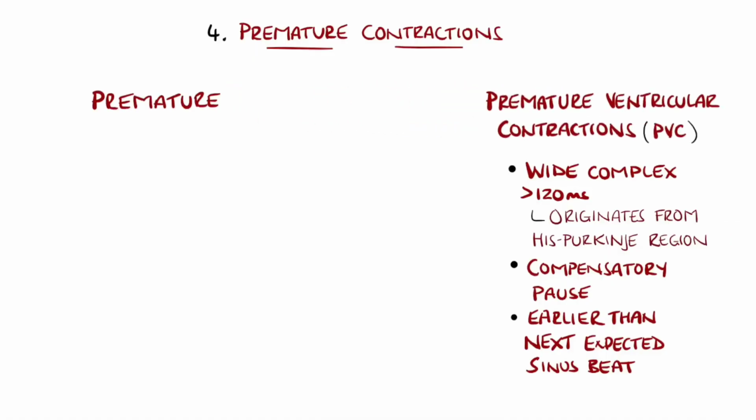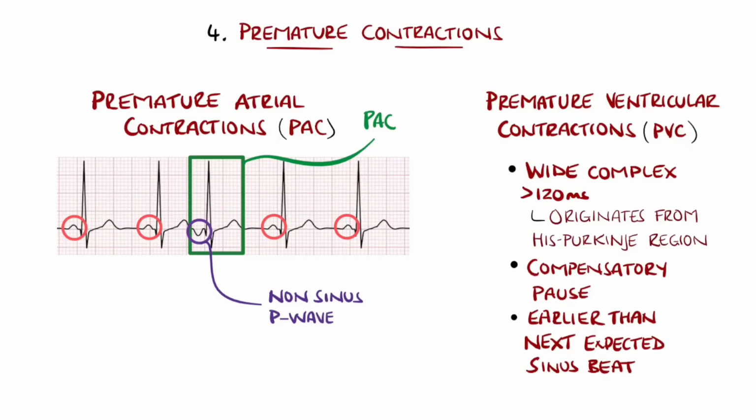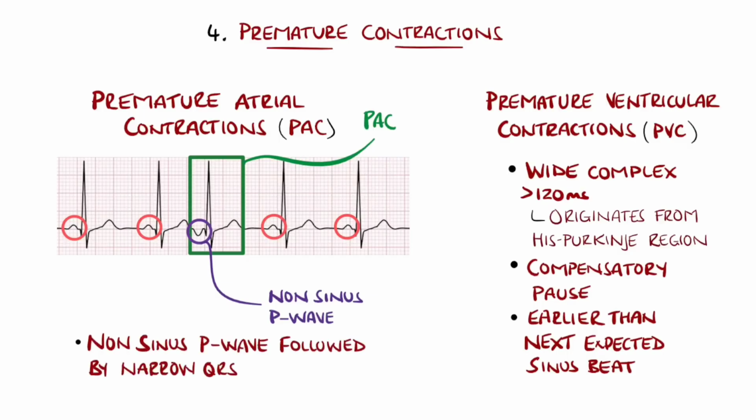Premature atrial contractions, or PACs, are seen as a P wave with a different morphology to the regular sinus P waves, followed then by a narrow QRS complex. The beat following the PAC may resemble a pause. However, if you track out the expected location of the P wave, it should fall at approximately the expected time. PACs do not typically require further investigation.